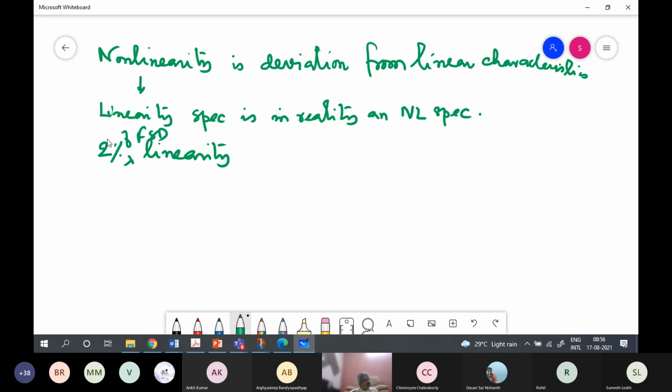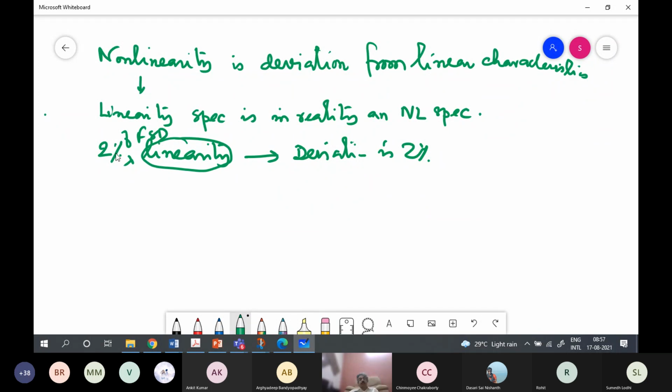Whenever you say 2%, we have to say 2% of what? Interestingly, when we say 2% linearity, it means that the deviation is within 2%. Actually it is a non-linearity specification, but it is common practice to call it a linearity specification. Just for you to remember.